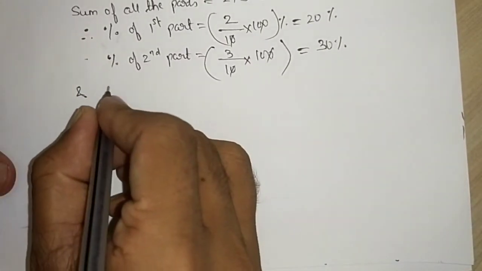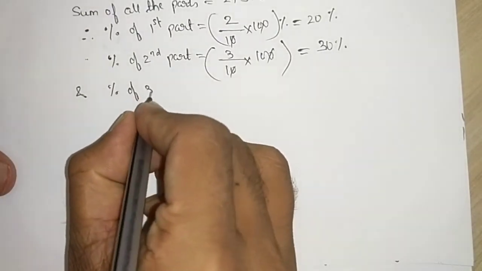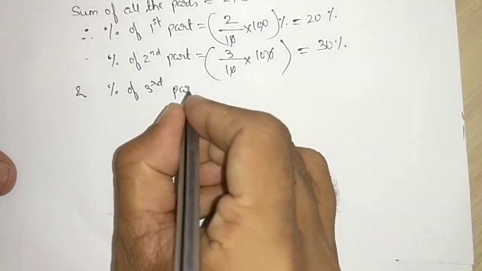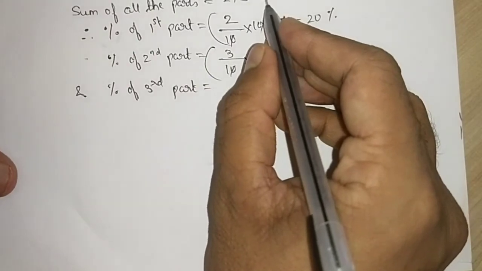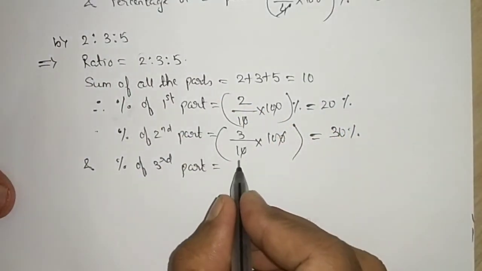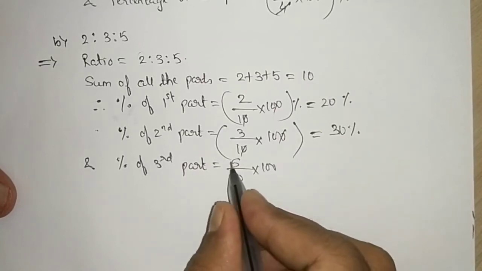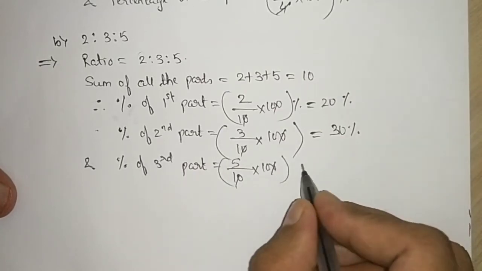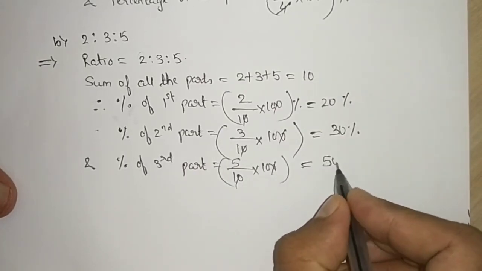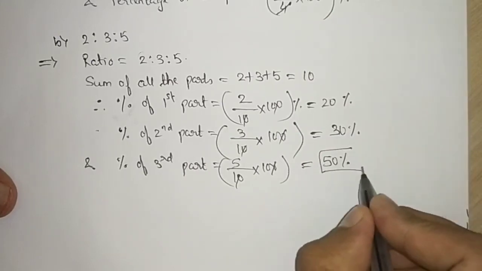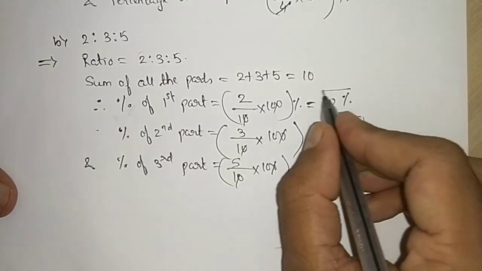And percentage of third part. Third part is 5. 5 out of how much? 10. Multiply by 100. 1 0 1 0 will cancel out. 5 10s is 50. If you make the total, it will become 100%.